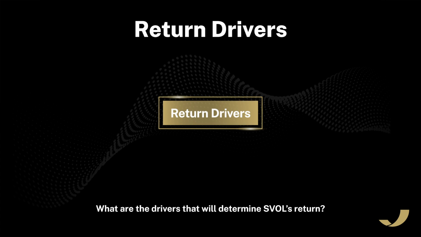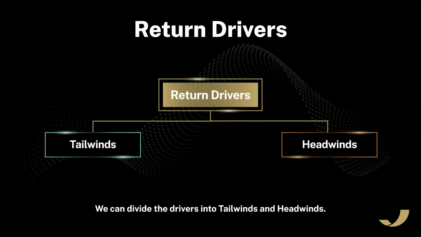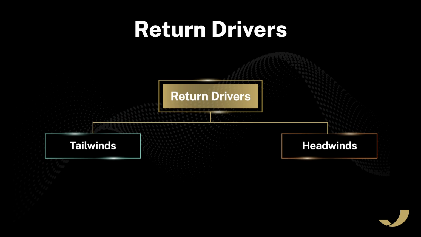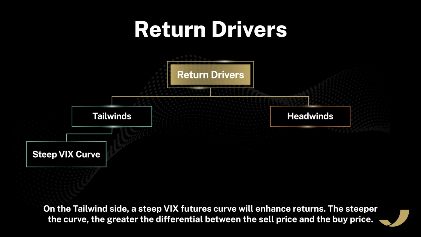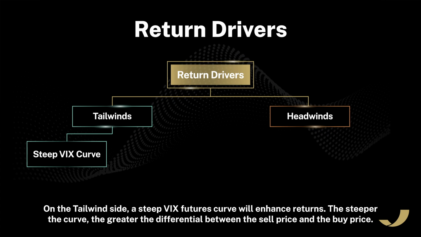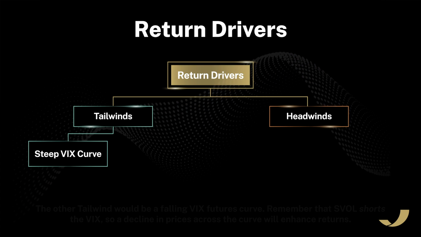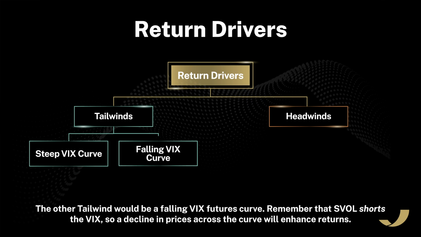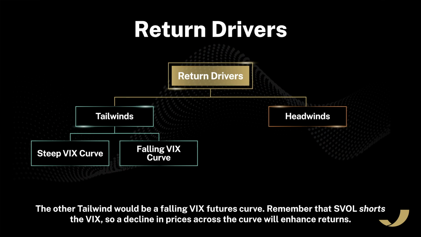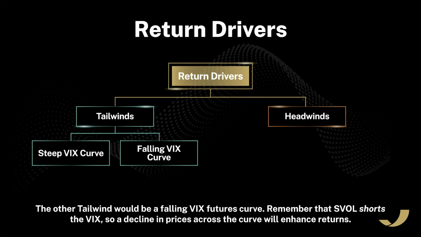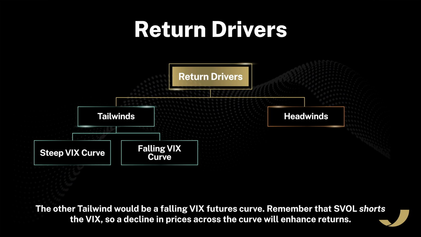What are the drivers that will determine SVOL's return? We can divide the drivers into tailwinds and headwinds. On the tailwind side, a steep VIX futures curve will enhance returns. The steeper the curve, the greater the differential between the sell price and the buy price. The other tailwind would be a falling VIX futures curve. Remember that SVOL shorts the VIX, so a decline in prices across the curve will enhance returns.